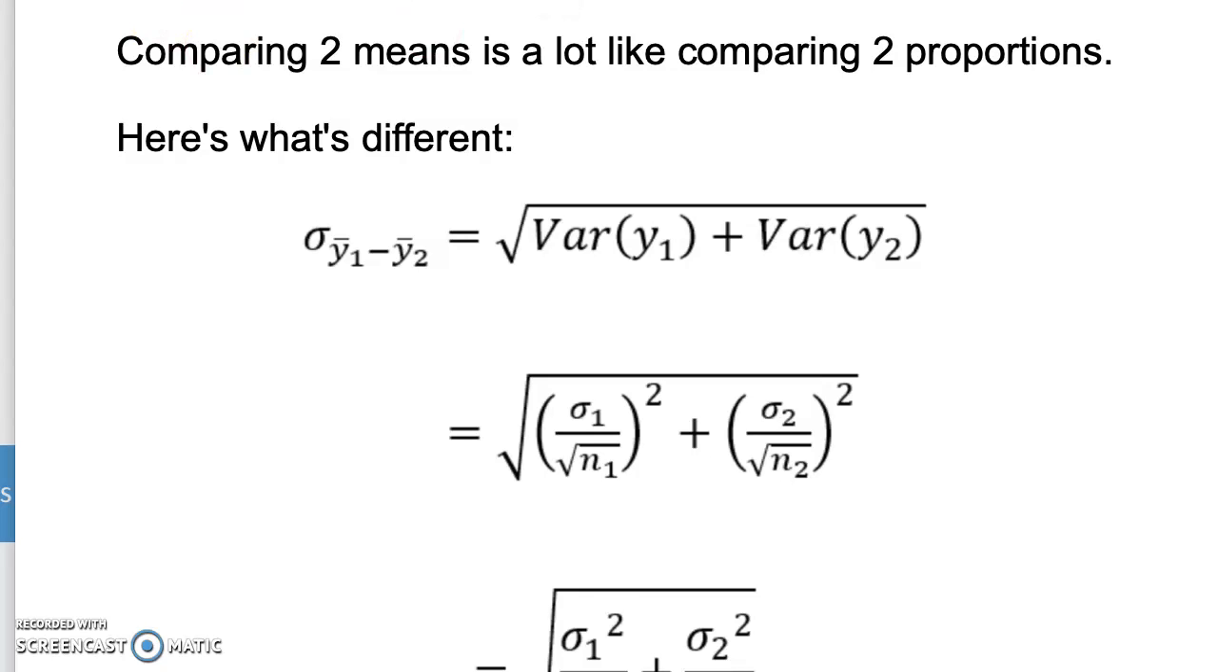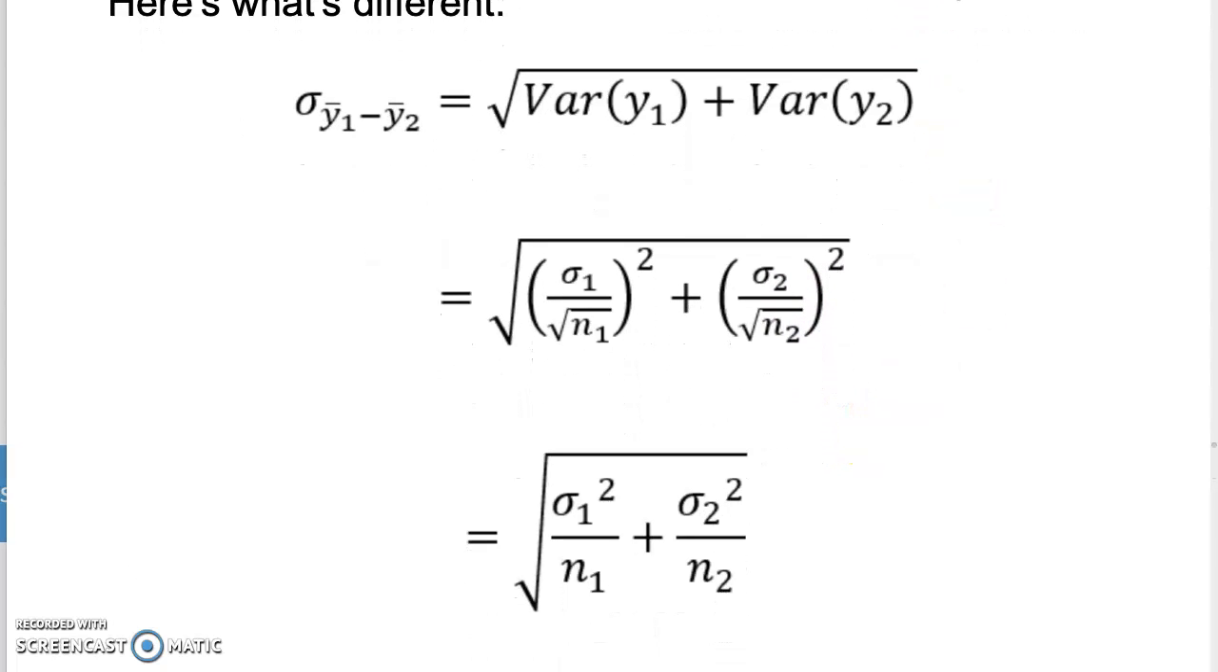All right, so comparing two means is a lot like comparing two proportions. We still have the same formula here at the top. We take the variances, add them, and then take the square root. But in this case, instead of having our p1 times 1 minus p1 over n, we have this formula here. This is the formula for the standard deviation. So we have sigma 1 over the square root of N1, and then we square that, and sigma 2 over the square root of N2, we square that. When we simplify, we end up with this formula right here.